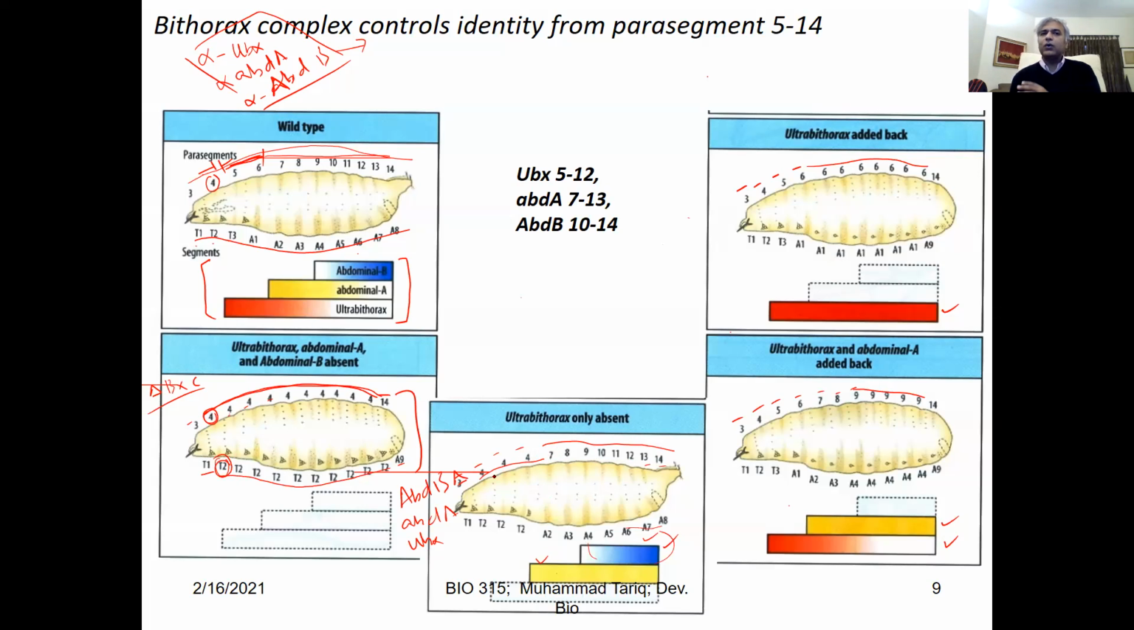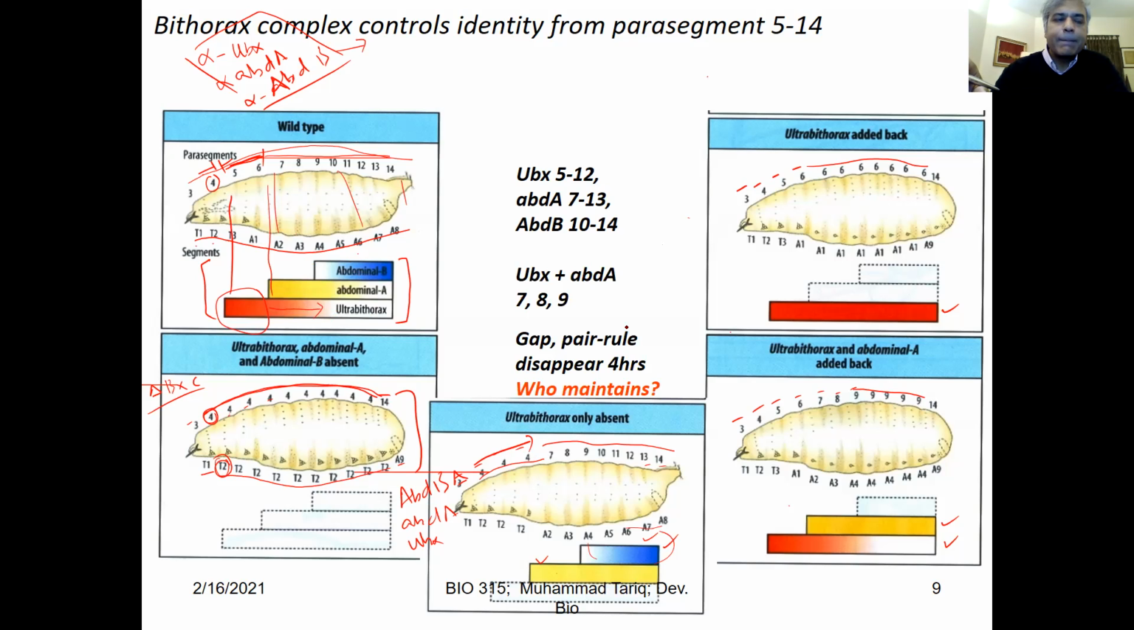Now, once UBX is gone, antennapedia spreads. It takes over the segments whose identity is maintained by or specified by UBX. Look here. This is 5 and 6, the expression of UBX, which maintains here. UBX is expressed, you see here, weakly in other segments as well, but the identity of these segments is maintained by ABDA, and these segments by ABDB. Is it clear so far? Fariha?